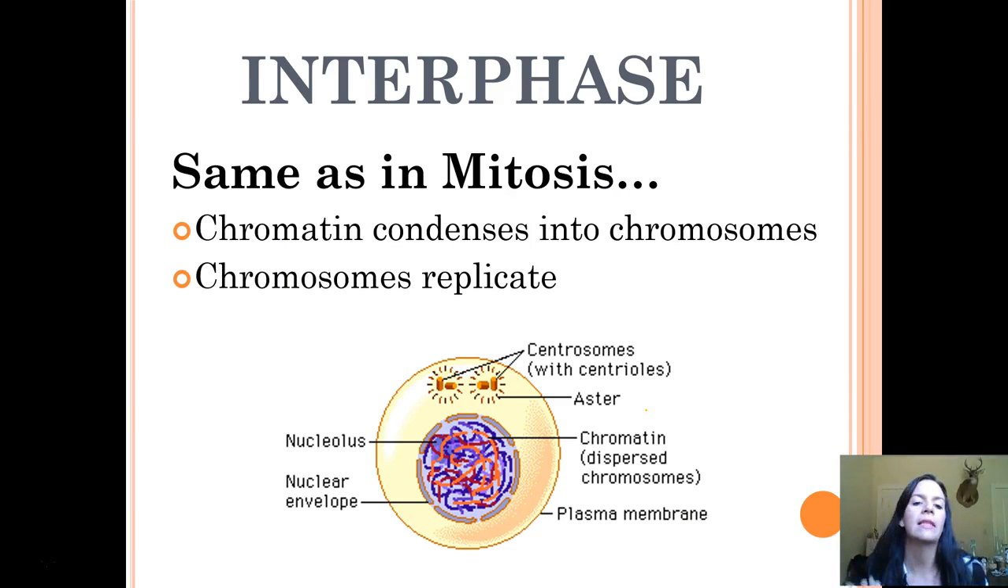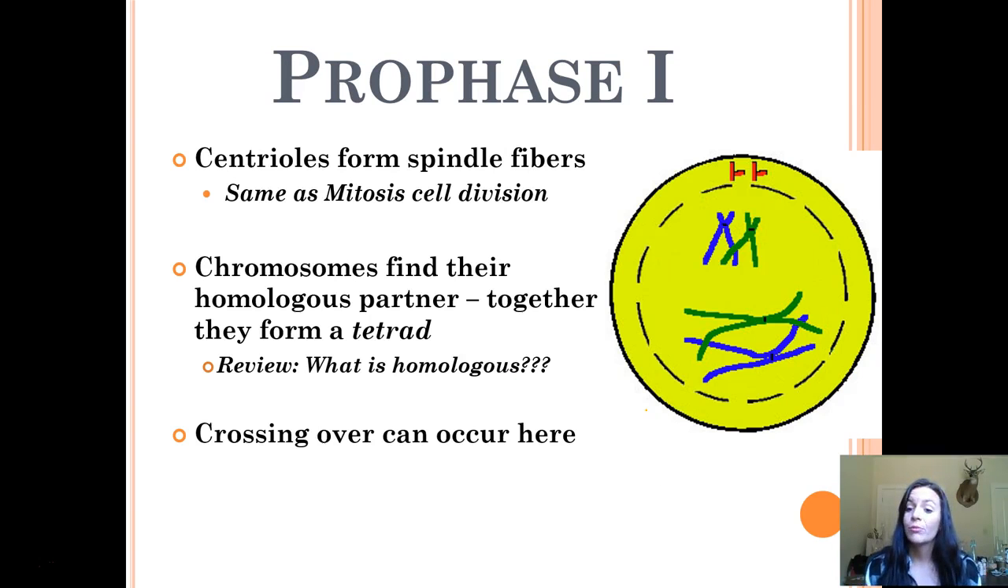Interphase is the same as in mitosis. The chromatin is going to condense into chromosomes, and the chromosomes are going to replicate in the S phase of interphase. Prophase 1, though, looks a little bit different. The centrioles still are going to start forming the spindle fibers, which is the same as in mitosis, but the chromosomes find their homologous partner, and together they form something called a tetrad.